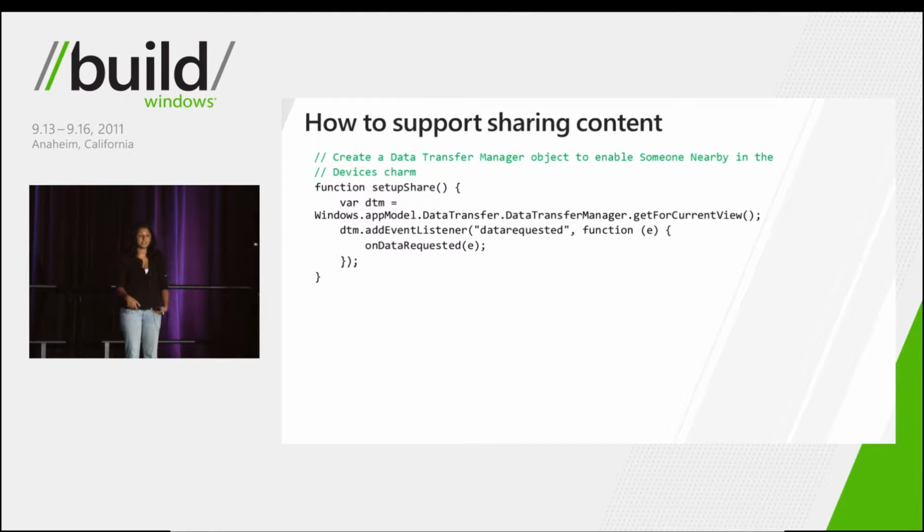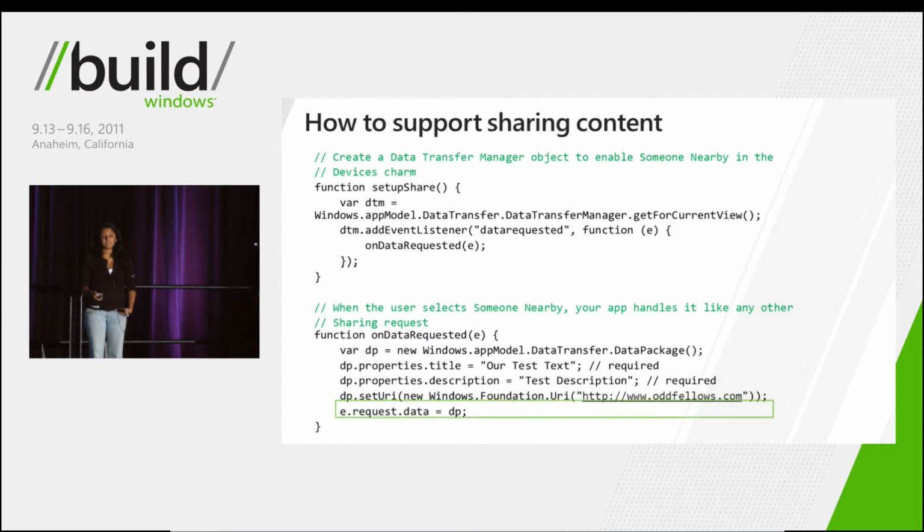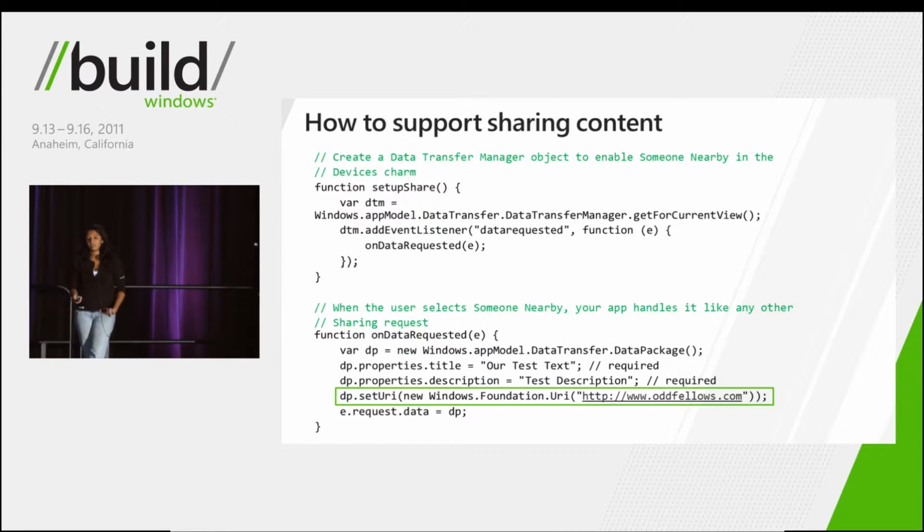So when we break this down into code, some of you might remember this from yesterday's talk by Steven Sinofsky. The first thing we're going to do is set up a data transfer manager object. This object is going to get us ready to share when the tap occurs. The next thing we're going to do is write out a function that allows you to tell us what you want to share when the tap occurs.